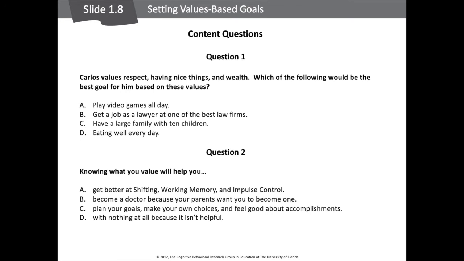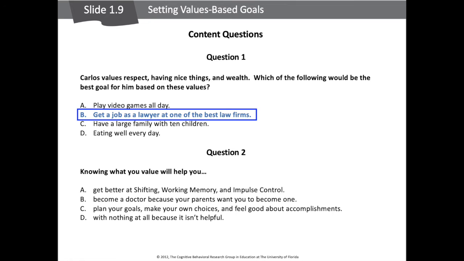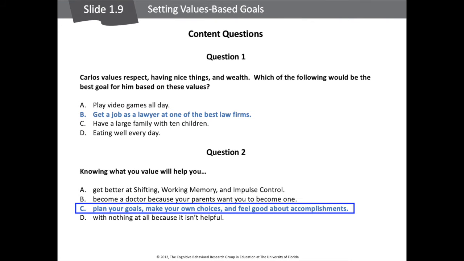For question 1, if you selected B, you are correct. Carlos values respect, having nice things, and wealth. So getting a job as a lawyer at one of the best law firms would be the best goal for him based on these values. For question 2, if you selected C, you are correct. Knowing what you value will help you plan your goals, make your own choices, and feel good about your accomplishments.